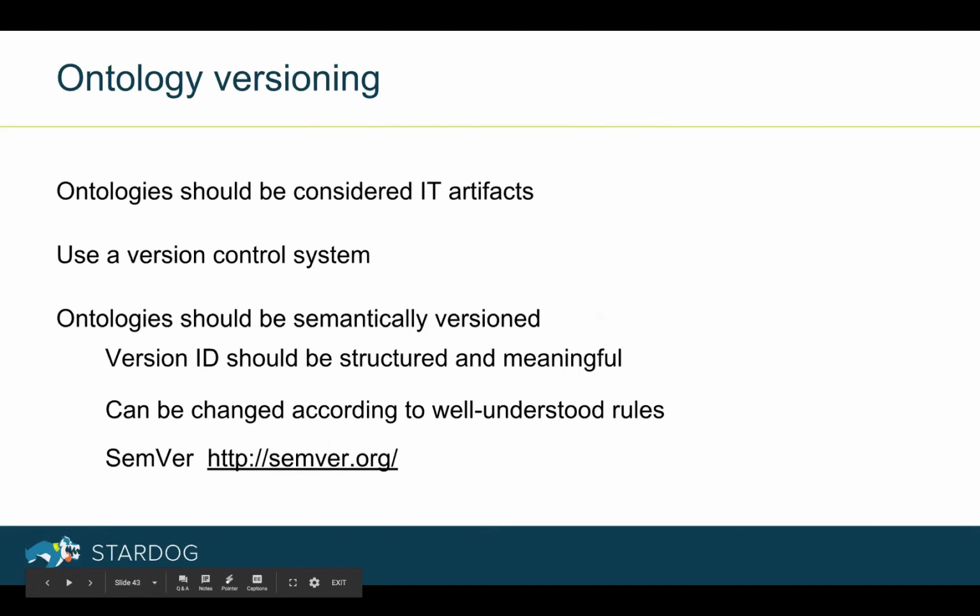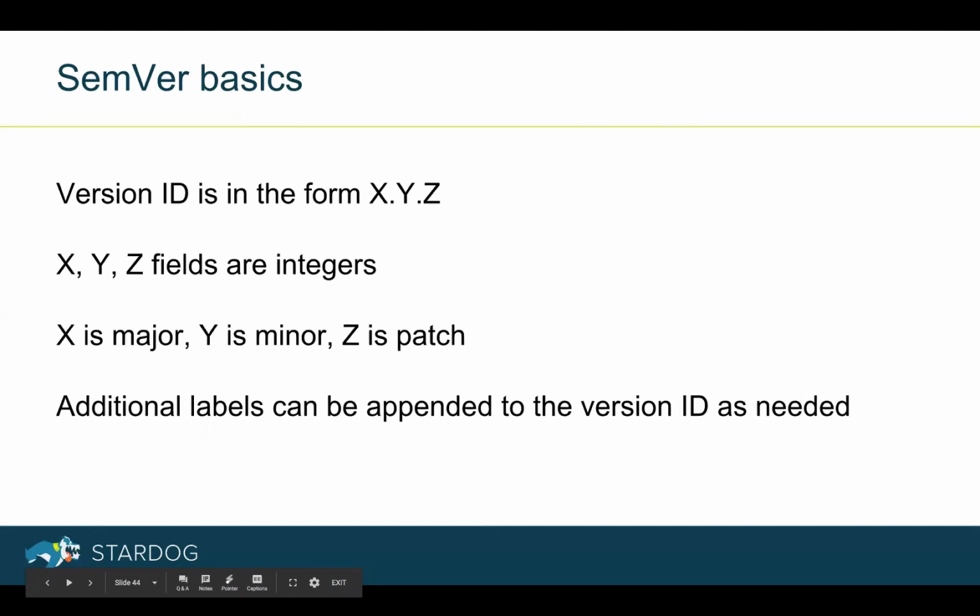Ontologies should be considered IT artifacts. As such, they should be placed in version control, like Git or SVN. It's also a good idea to semantically version the ontology. The version ID should be structured and meaningful, and the rules behind version number changes should be well understood. I recommend using something like SemVer. Essentially what that is, is versioning your artifacts in the form x.y.z, where those are all integers, signifying a major version, a minor version, and a patch version. Then you can also put additional labels like snapshot or beta at the end as needed.